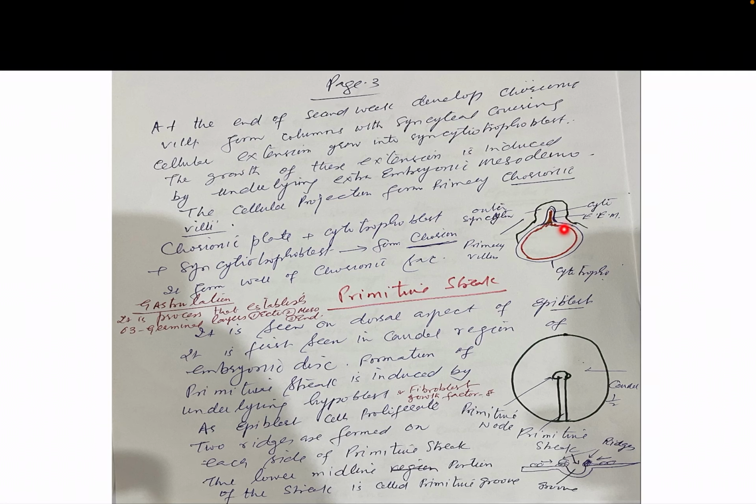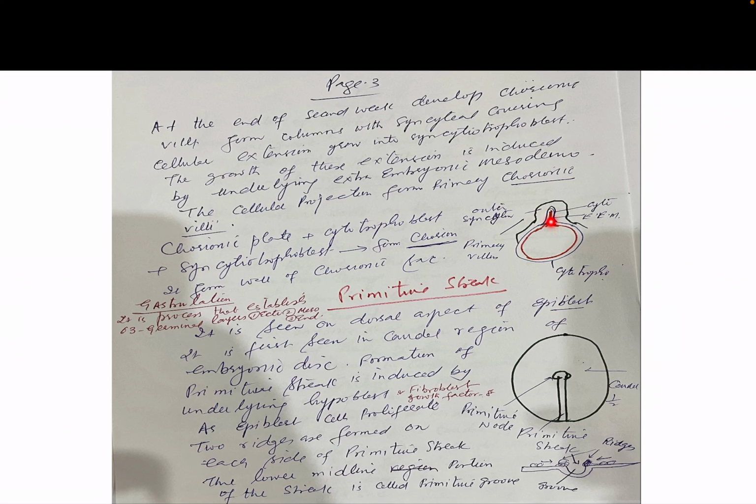Now, extraembryonic mesoderm also penetrates into this projecting villi. This red is the extraembryonic mesoderm. So now the name given is secondary villi. Primary villi name is given when only cyto forms a column or villus surrounded by cyto, syncytio. Cyto and syncytio together form primary villi. When extraembryonic mesoderm also grows in it, it is the secondary villi.